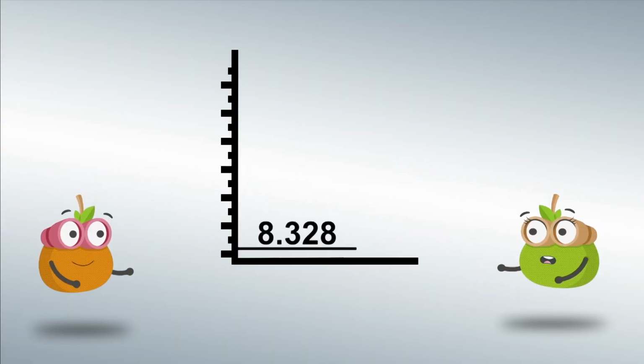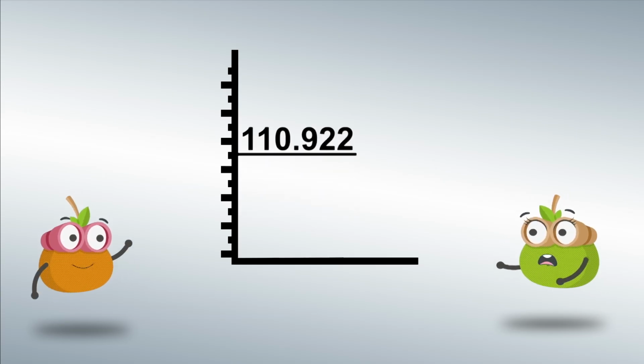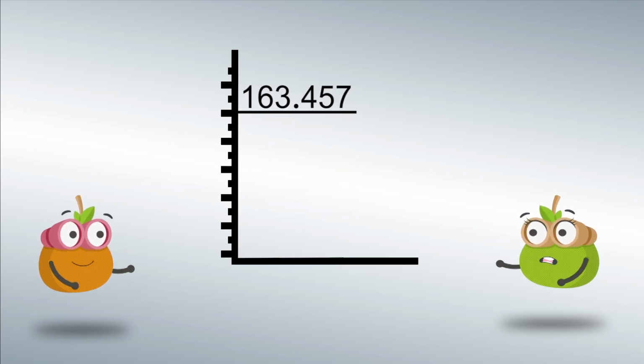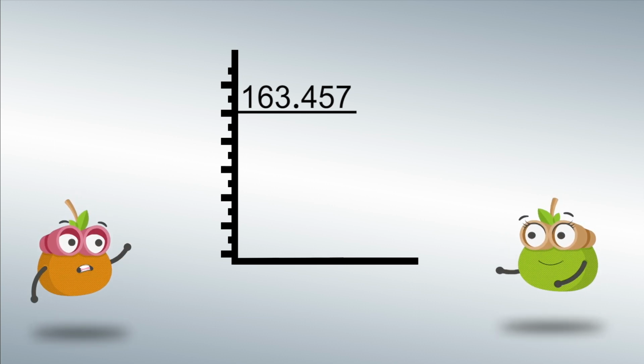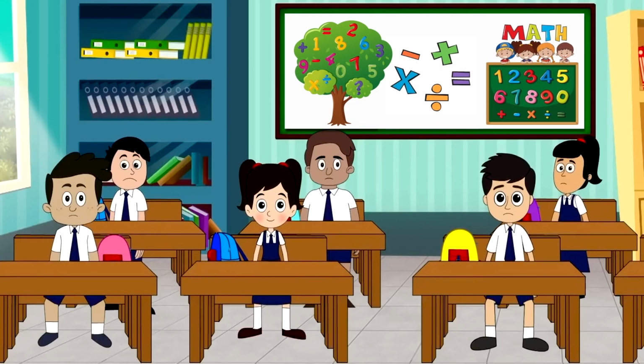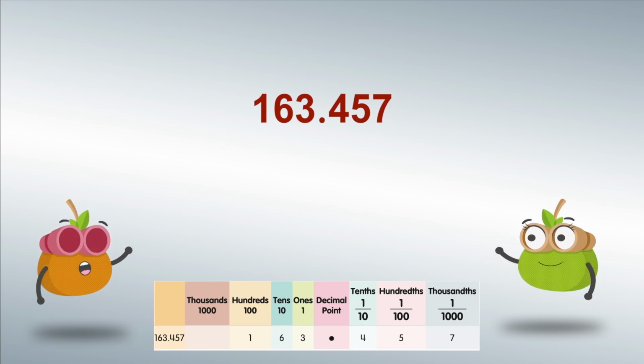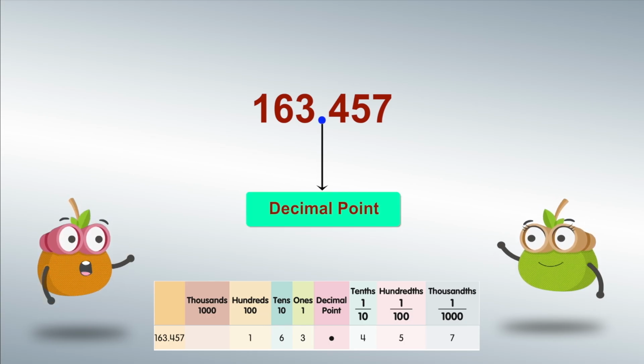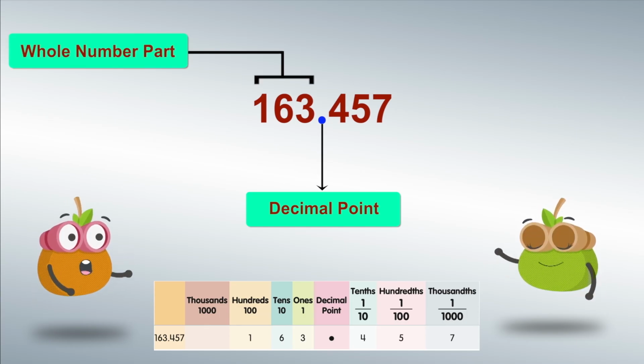Decimals. Whoopi, my height is 163.457 centimeters. Can you please tell me what this number represents? Yes, why not? 163.457 is a decimal number. It has two parts that are separated by a dot known as a decimal point. The part to the left of the decimal point is the whole number part.